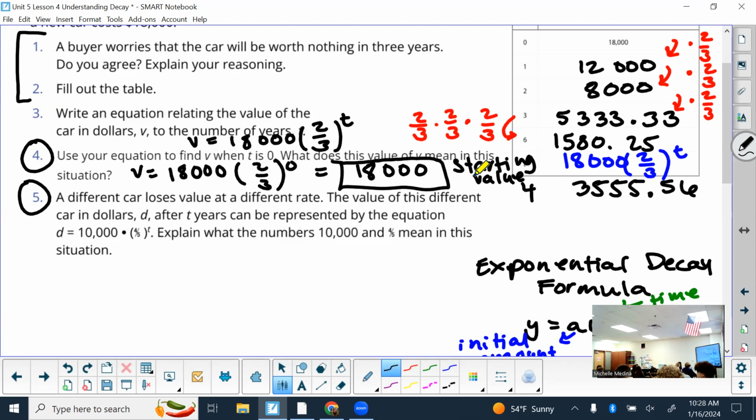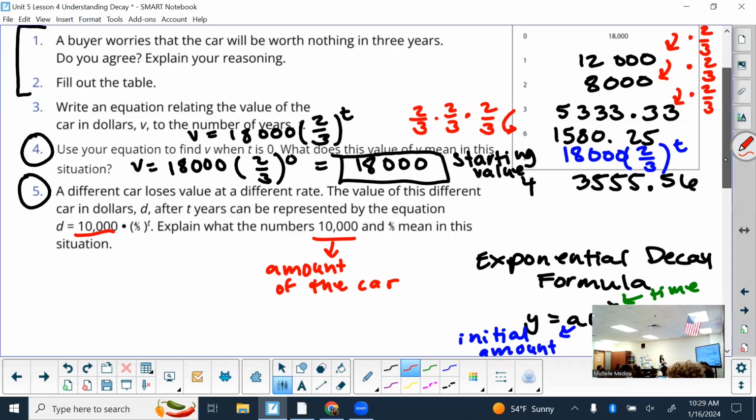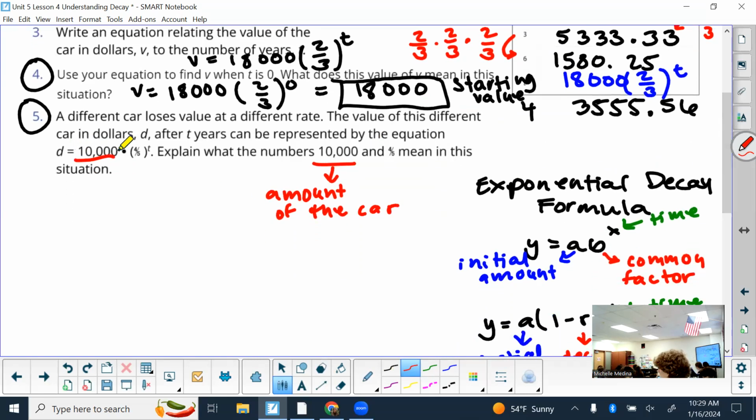Table 5. What does the 10,000 represent in number 5? The amount of the car when? Okay. Look at the position that this is in. Compare it to the formula I gave you. Any number that doesn't have the exponent in there is my starting amount. So it's the amount of the car initially, or some variation of that.